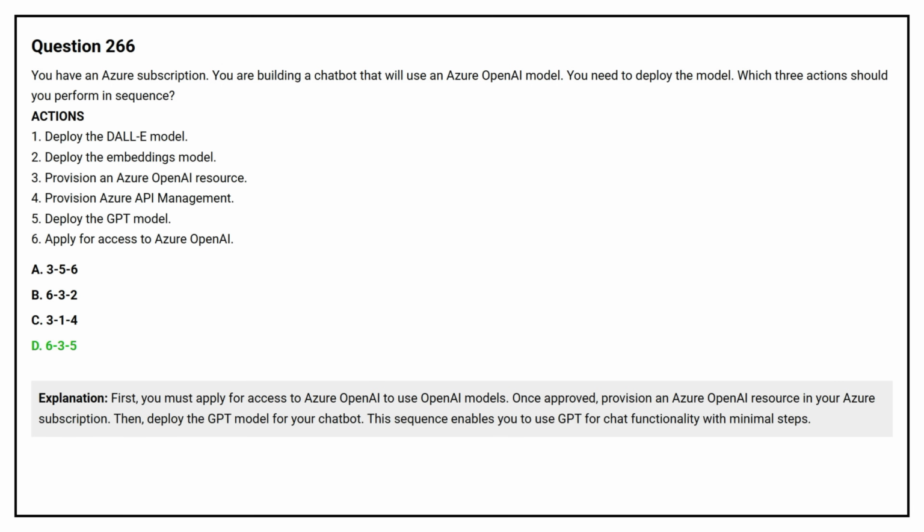First, you must apply for access to Azure OpenAI to use OpenAI models. Once approved, provision an Azure OpenAI resource in your Azure subscription. Then, deploy the GPT model for your chatbot. This sequence enables you to use GPT for chat functionality with minimal steps.